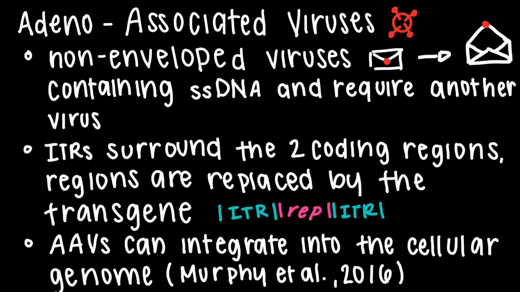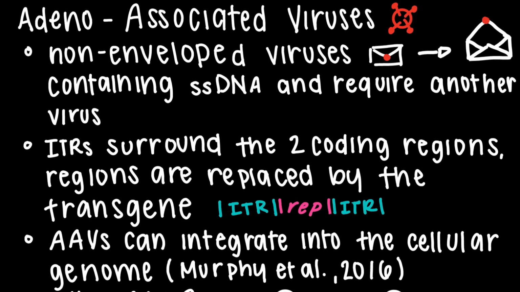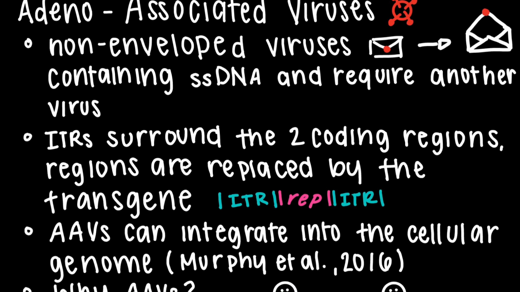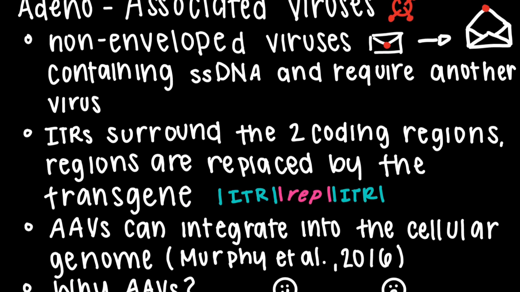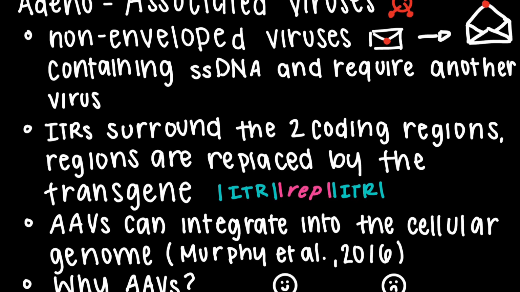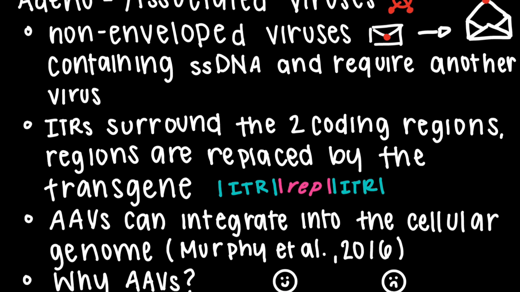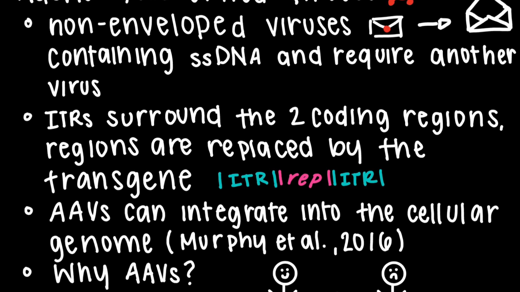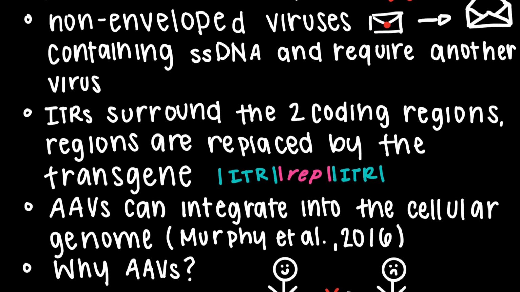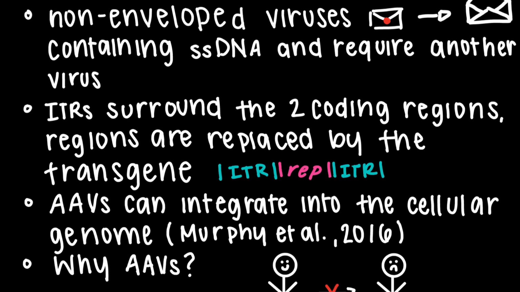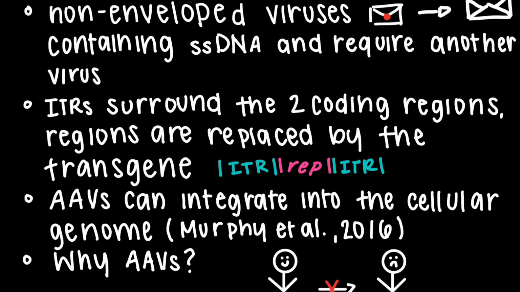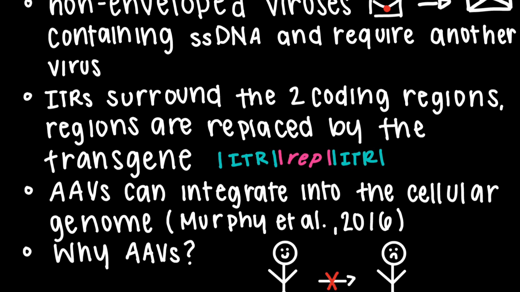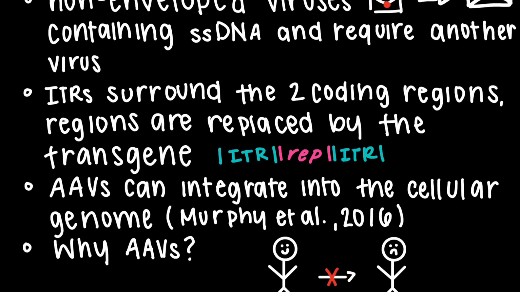Another gene therapy that has shown much promise is adeno-associated viruses. So what is an adeno-associated virus? It's a non-enveloped virus containing single-stranded DNA, and they require another virus in order to infect their host. So what does it mean when it says that it's non-enveloped? It means that there are no membranes surrounding the genes themselves, which makes them very easy to adapt and to change. So, inverted terminal repeat sequences surround the two coding regions known as the rep and cap gene sections. These are the replaced gene sequences by the transgene, which is going to be what we want to be expressed within the cell.